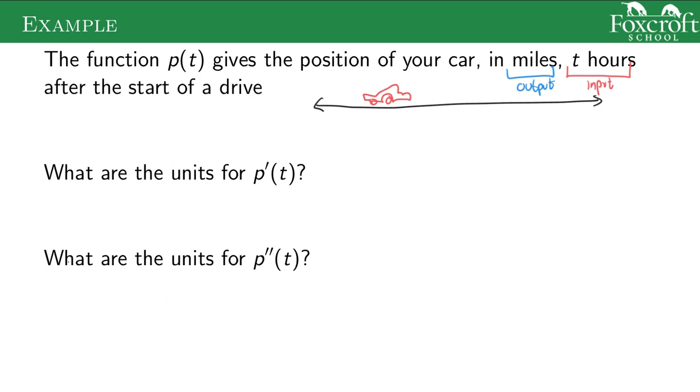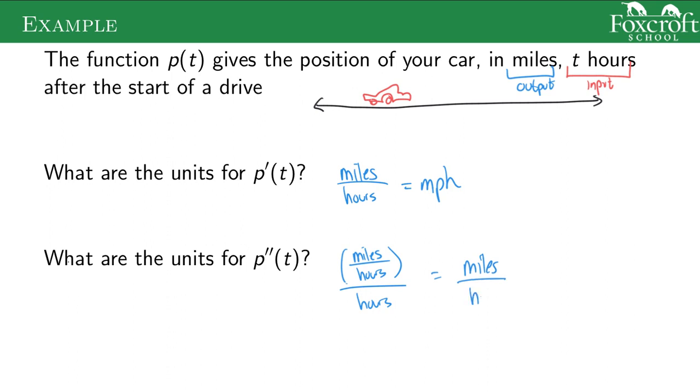All right, so the units for the derivative are going to be the output on top and the input on the bottom. If I do miles per hour, this is that unit that you use when you're driving, miles per hour. What about the second derivative? We would do the output on the top, which are the values from the derivative. So they're going to be miles per hour. And our input is still hours. So this is miles per hour squared.